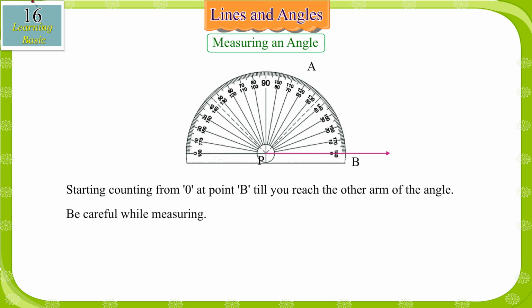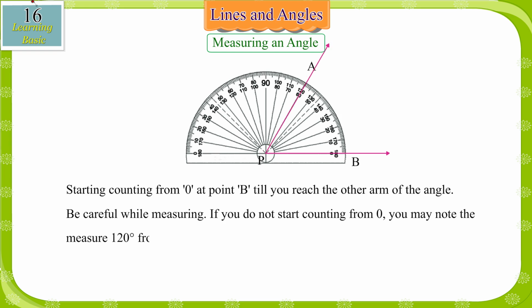Be careful while measuring. If you do not start counting from 0, you may note the measure 120 degrees from the other scale. We write the measure of the angle as 60 degrees.